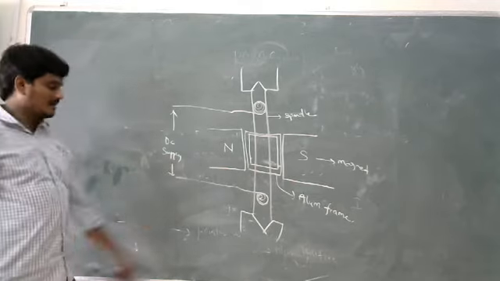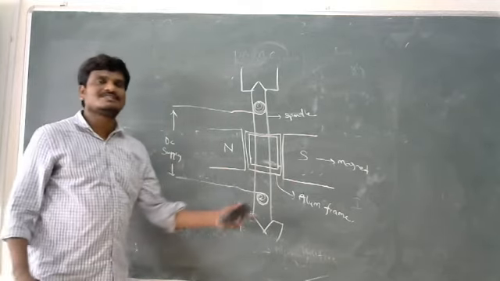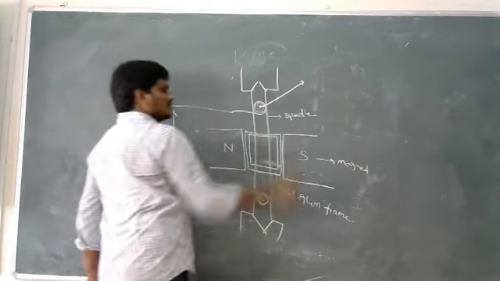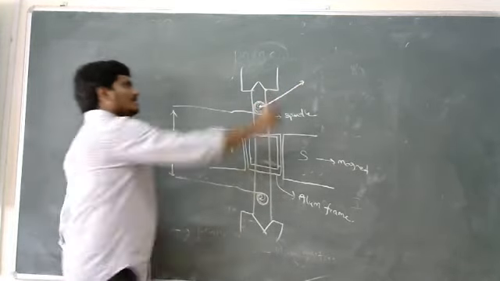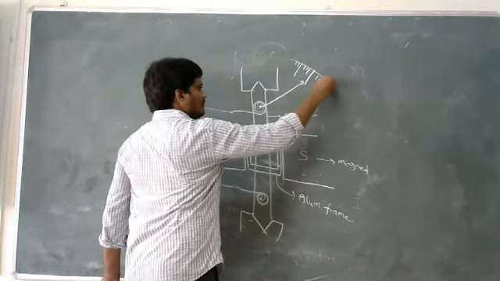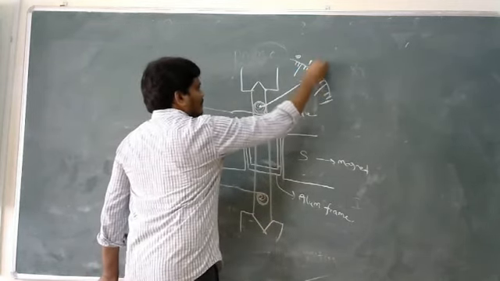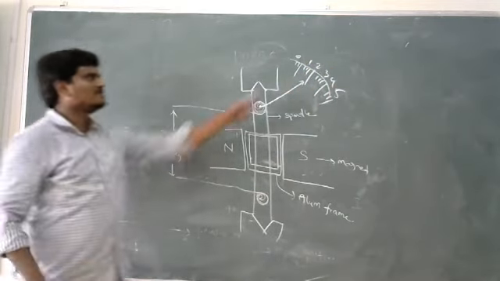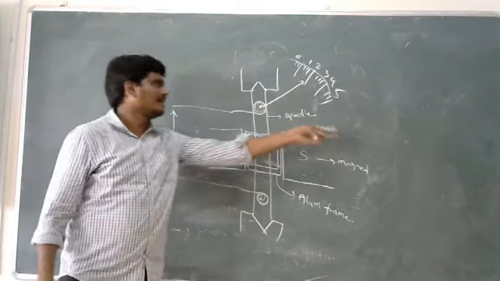There is one more part, that is nothing but a pointer which is attached to a scale. I am attaching a pointer to one of the springs which is present above the instrument, and I am attaching a scale here. The scale consists of different values: 0, 1, 2, 3, 4, and 5.